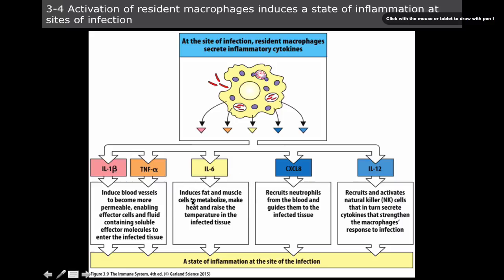Interleukin-6, which is increasing metabolism, which is going to cause an increase in temperature in the infected tissue, but also going to help with healing and promote growth of new collagen or whatever you have damage there. CXCL8, which is a chemokine and a chemoattractant, is going to guide neutrophils and macrophages to the infected site. And then interleukin-12, which activates natural killer cells, which in turn are going to produce cytokines that are going to keep macrophages on their toes and aggressive at the site of the infection.